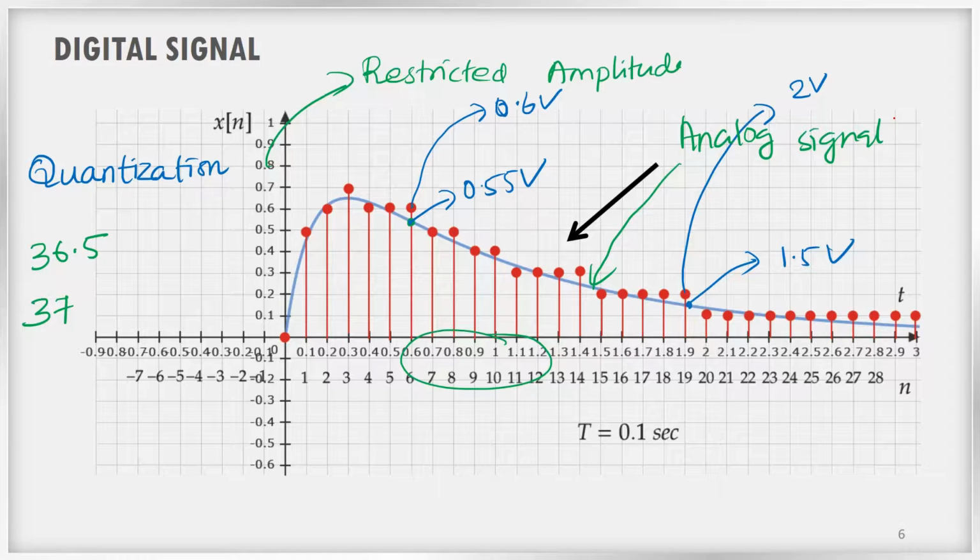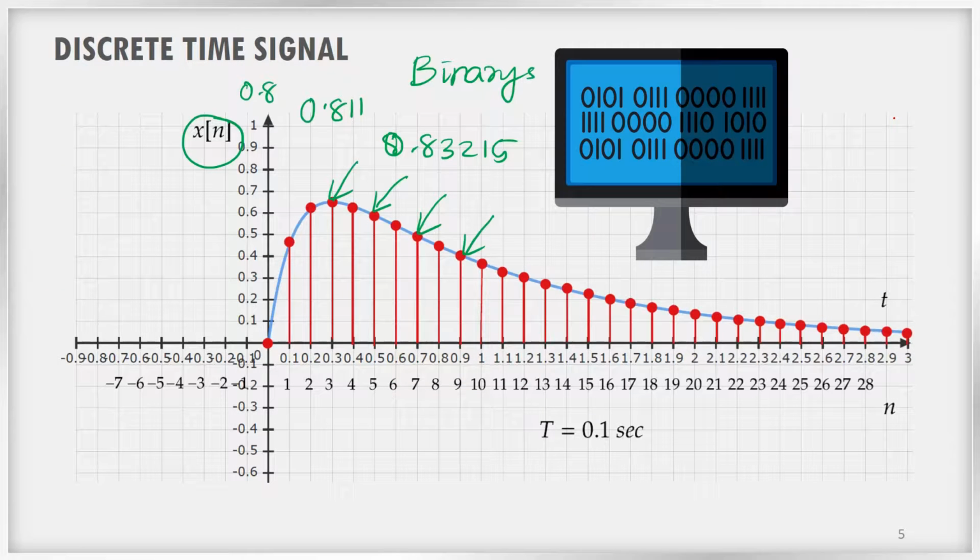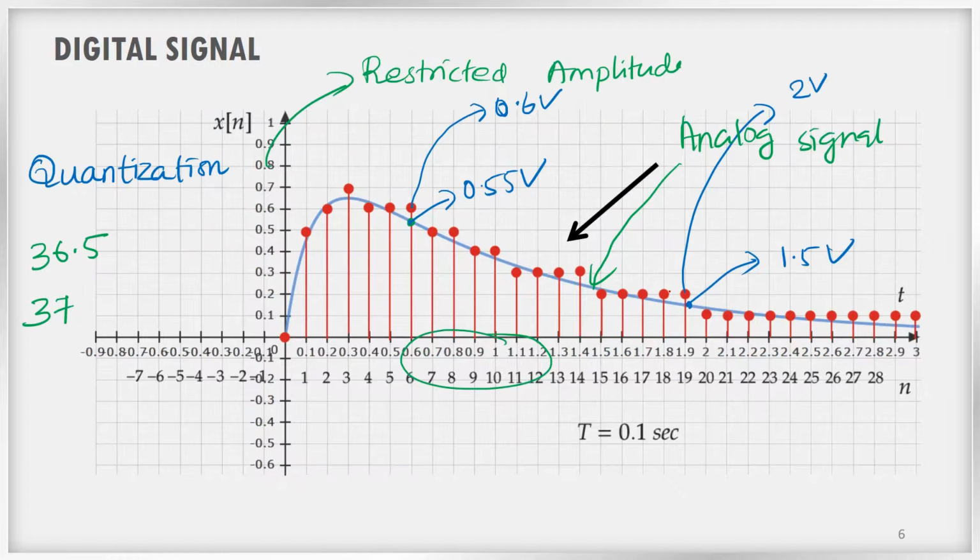At that time we cannot allow any voltage values. In the previous case of the discrete time signal, we can take any values. The exact values of the analog signal can be considered for the samples. It is allowed, but that is not allowed in the case of a digital signal. We have to restrict the amplitude to certain values and we can take only those values. Such signals are known as digital signals.